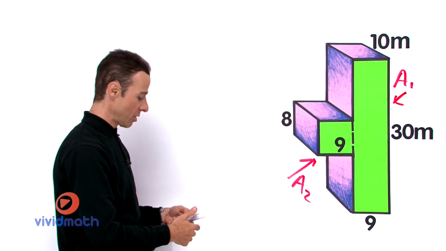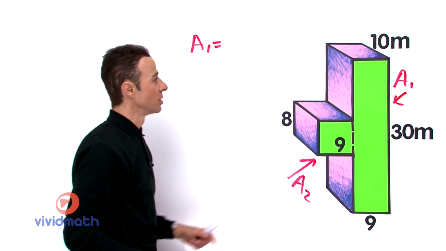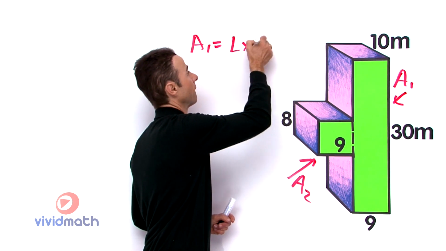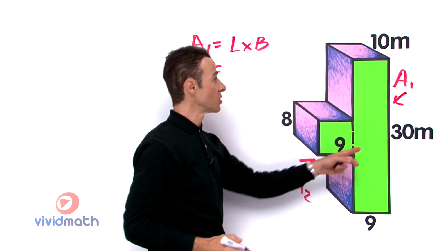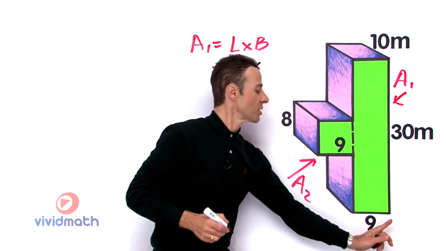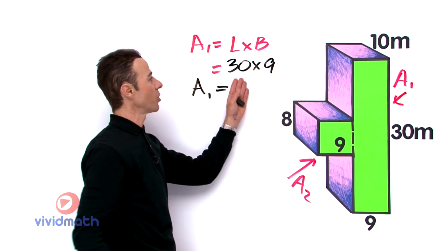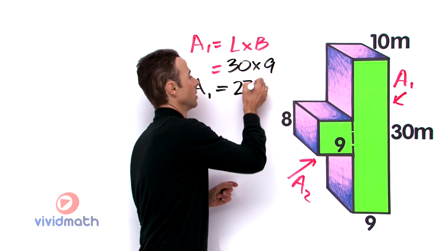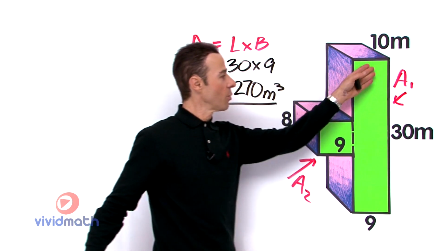Okay, let's work out area 1. Area 1 equals length times breadth, which equals, let's put the numbers in there. So that's going to be 30 times across there, 9. So area 1 equals 30 times 9, 270. There's our first area 1 right over there.